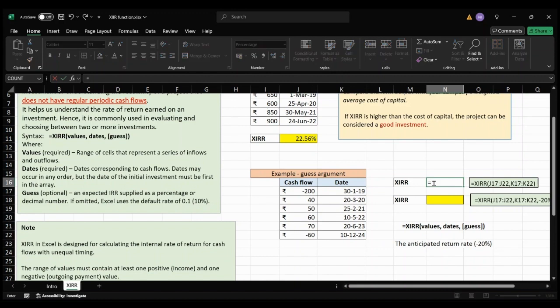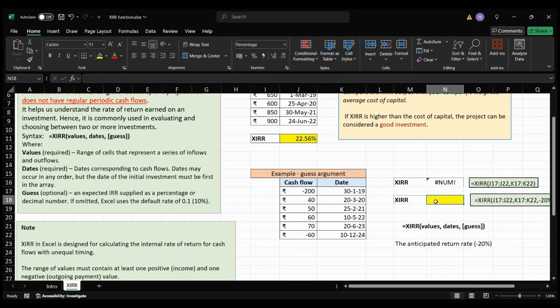So here it is equal to XIRR. We have selected the values, range of cash flow, and then dates. Okay, so here it has returned an error, a number error. Though we have used the correct formula, that is correct syntax, here it has returned an error. So in such cases we have to use the guess argument.